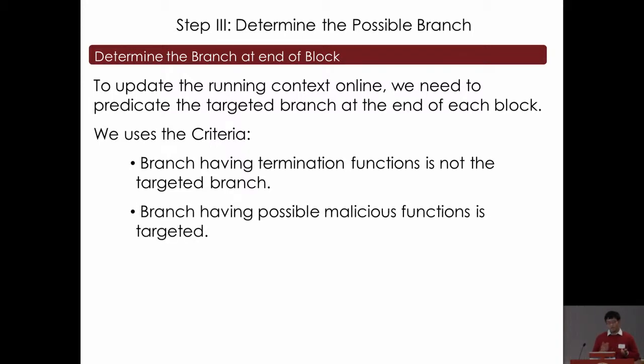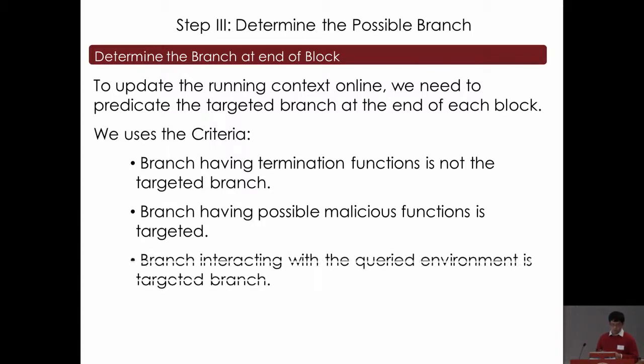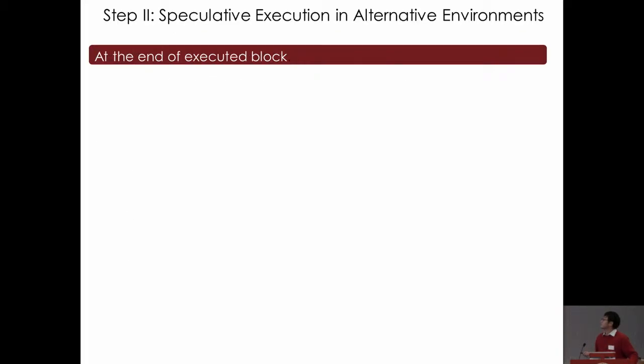Also, if we find that one branch has a lot of malicious functions, we think it is probably the malware's desired branch. And also, if one branch interacts with the queried environment, for example, if it opens a registry key and in this branch directly operates on that registry, we think this is a possible targeted or desirable branch. So then we choose this branch as the malware's desirable branch.